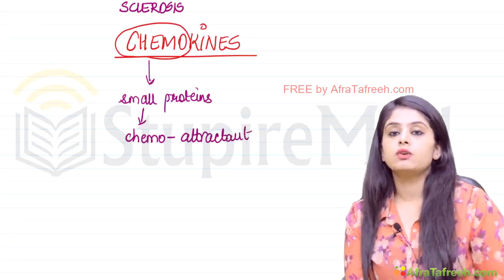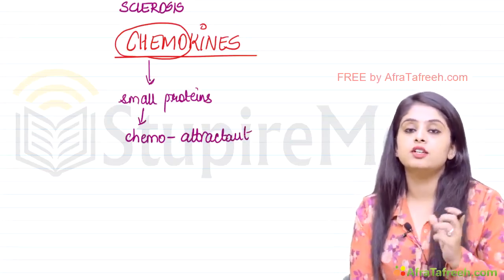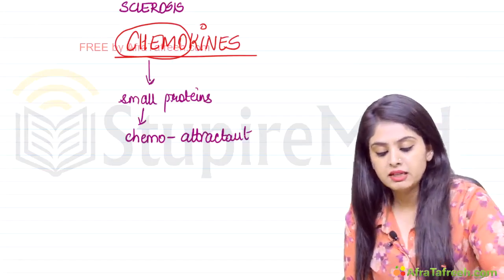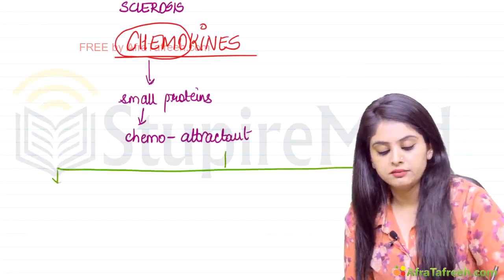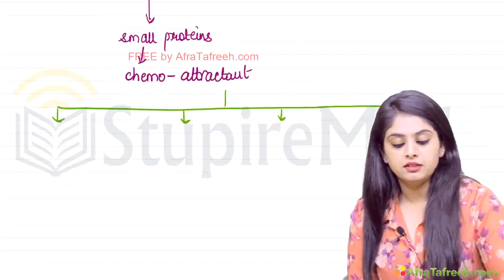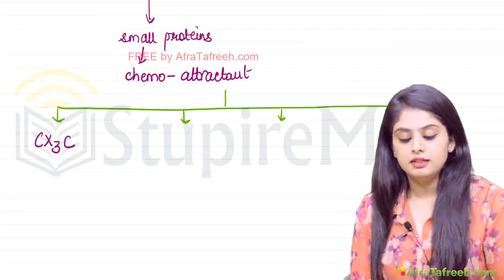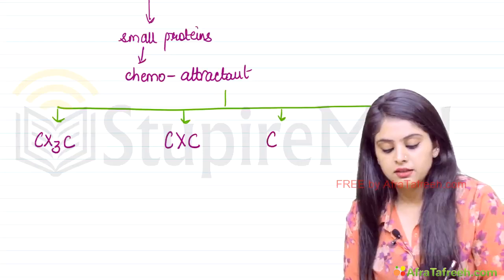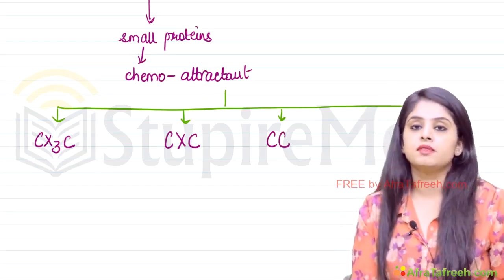Now this is again one of those tables which needs to be mugged up because it has certain terms and it has certain new words actually that you just need to mug up. So we'll just make that table first. Chemokines fall under 4 categories. The first category is known as CX3C. The other is CXC. Third is CC. And the fourth is C.